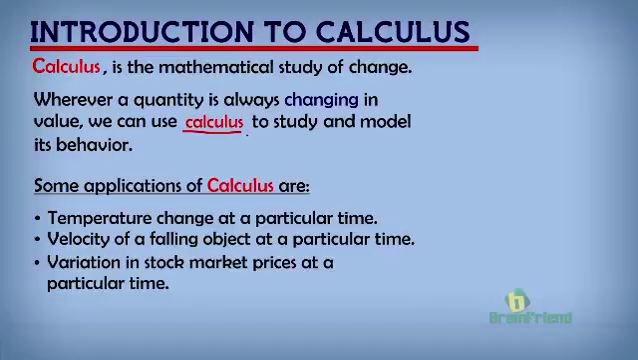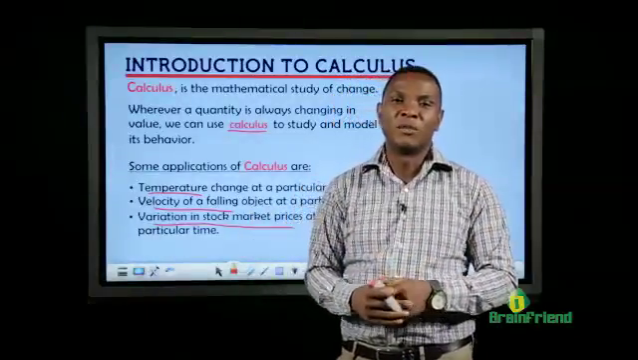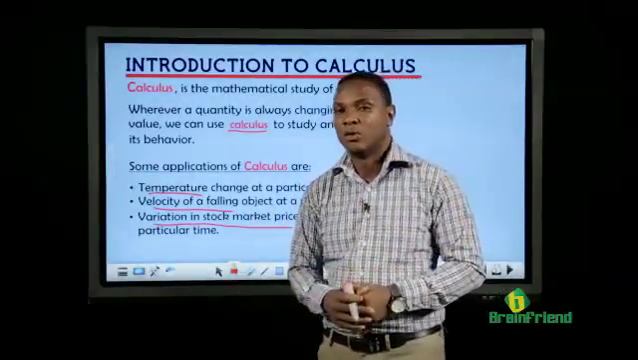Let's take some typical examples. For example, the temperature of a particular area that varies or changes over time, or the velocity of a falling object at a particular time, or even the variation in stock market prices at a particular time. All of such quantities that vary over a period of time can be studied using calculus.